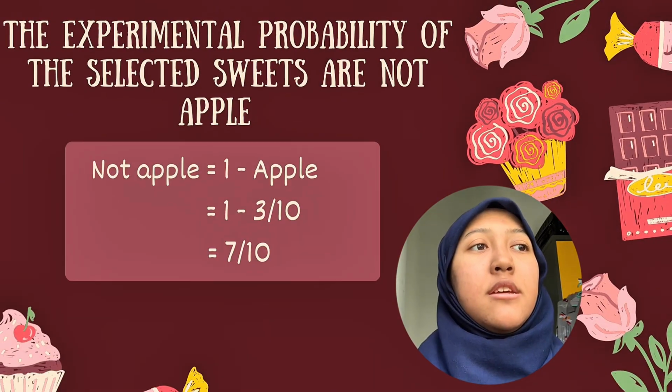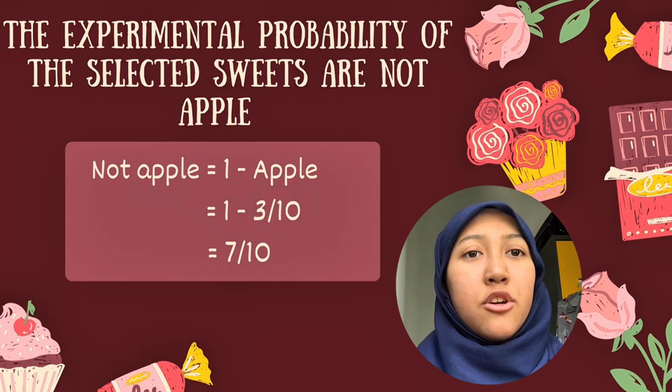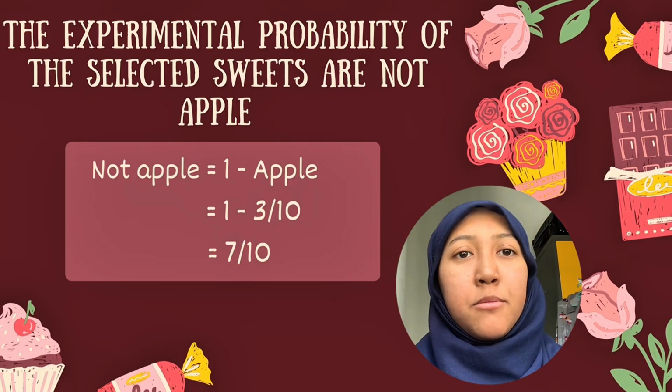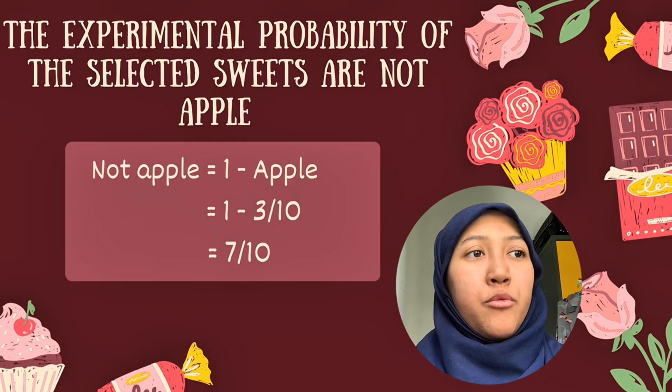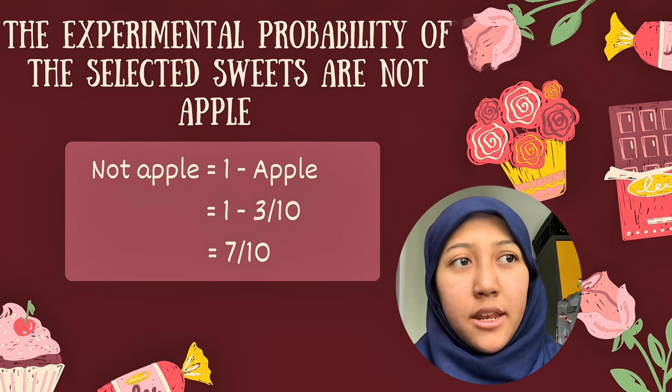We calculate the experimental probability of the selected sweets which are not apple by using: not apple equals 1 minus the experimental probability of apple. Then we put in the value, which is 1 minus 3/10, equals 7/10.